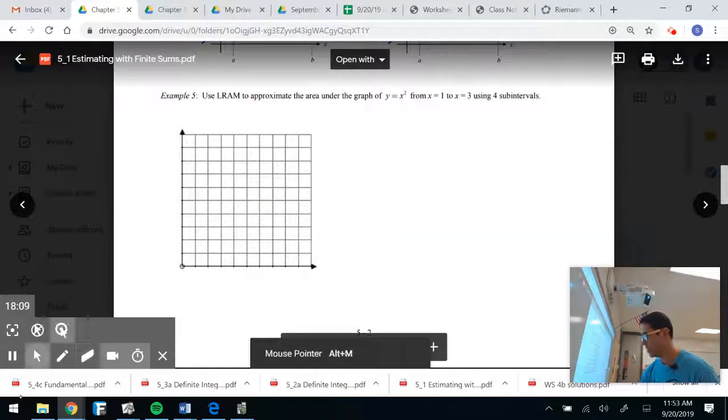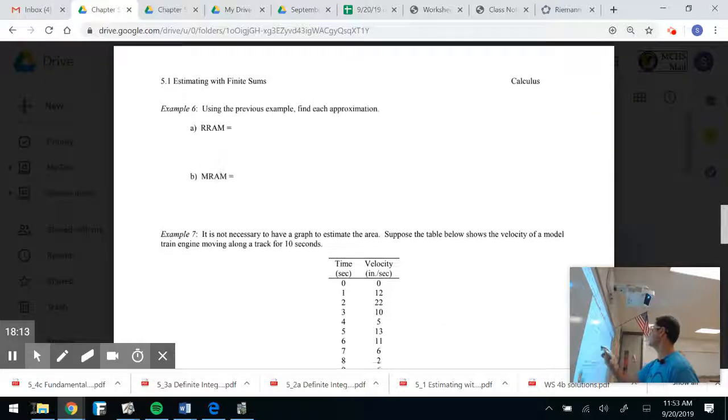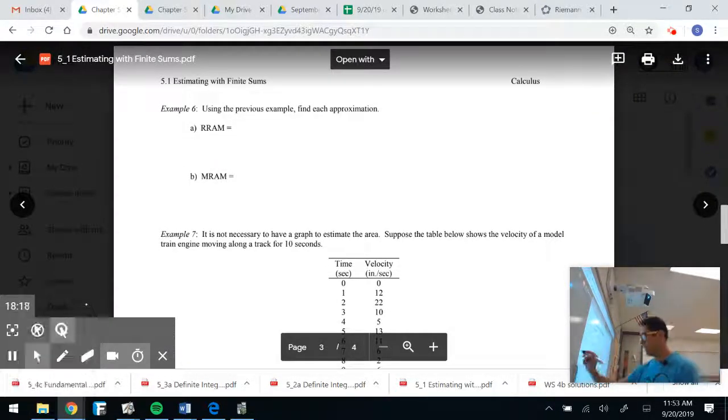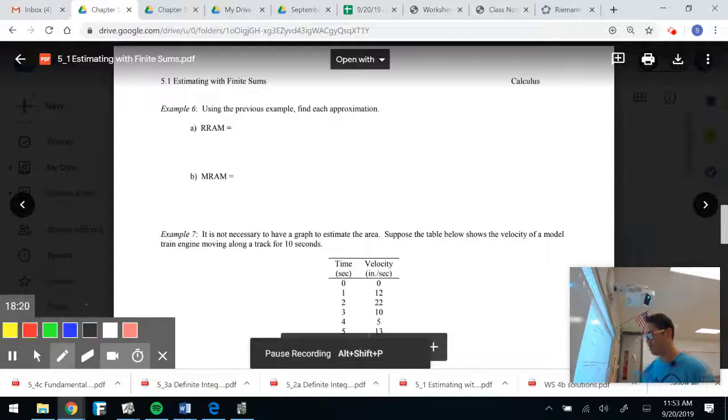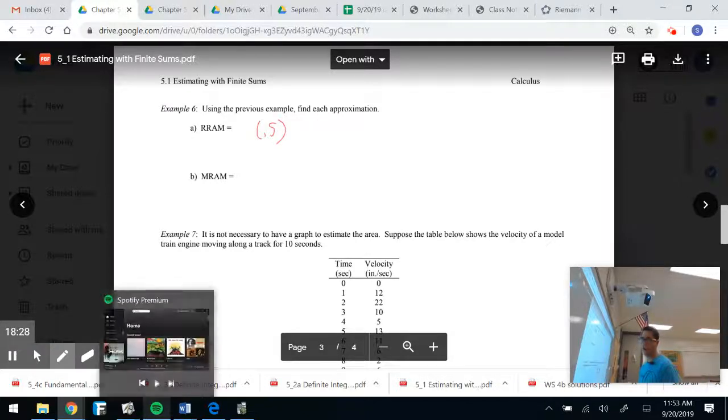All right, let's keep moving, right? 25 minutes is my limit, right, class? It says use the previous example, find each approximation for RRAM and MRAM. I want you guys to hit pause and see if you can get it on your own, okay? But hopefully you did this. And I don't have my picture, but each width of the rectangle is 0.5, but this time my R is going to change because I'm going to the right side.